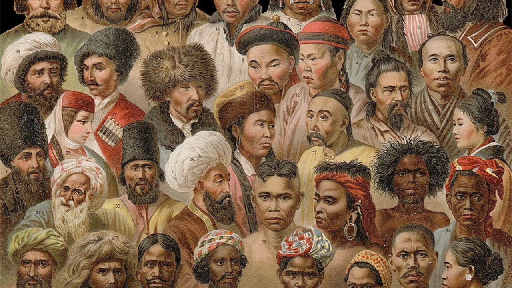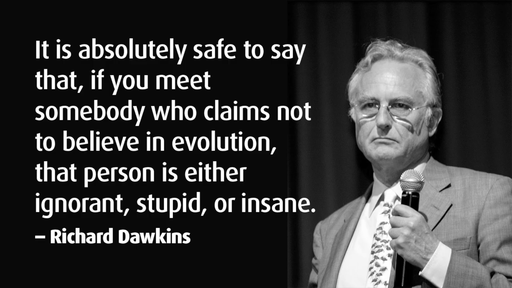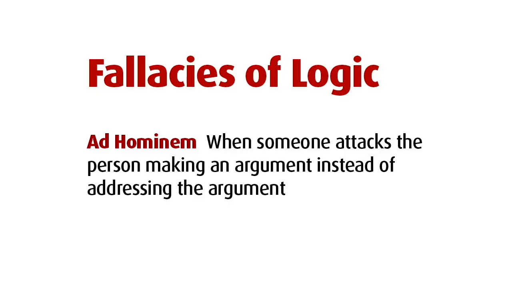There are critics of creationism. And one of the most vocal critics is a man named Richard Dawkins. He said, "It is absolutely safe to say that if you meet somebody who claims not to believe in evolution, that person is either ignorant, stupid, or insane." Now, in doing this, he's actually committing a fallacy of logic. That fallacy of logic is called ad hominem, which means that someone attacks the person making the argument instead of addressing the argument. Now, he refuses to debate with creationists because the evidence is against him and he knows it, but he won't give in.